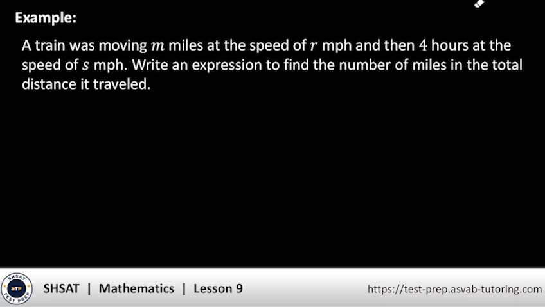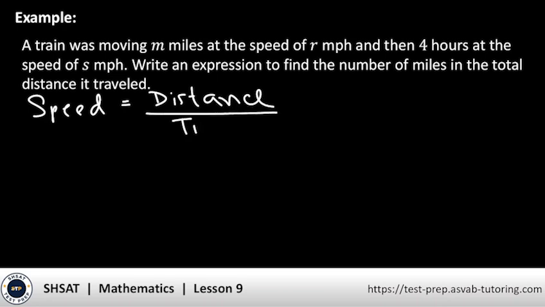So the next question says a train was moving M miles at the speed of R miles per hour and then 4 hours at the speed of S miles per hour. Because we're talking about speed and time, and the question is asking to figure out the distance, we do need to know the formula for speed, which is distance over time. So speed equals distance divided by time, right? Because the question is asking for distance, we need to make distance the subject, and that's speed times time.